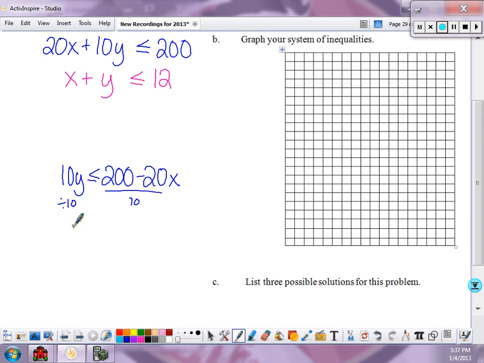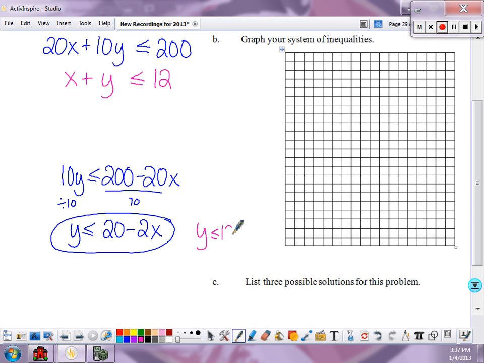This is the new equation. Y is less than or equal to 200 divided by 10 is 20, and then 20X divided by 10 is 2X. So there's our new blue equation. We'll graph that one. Now let me solve the pink one for Y. Oh, this one will be easy. I just have to subtract X from the other side. Y is less than or equal to 12 minus X. So there's the new one.